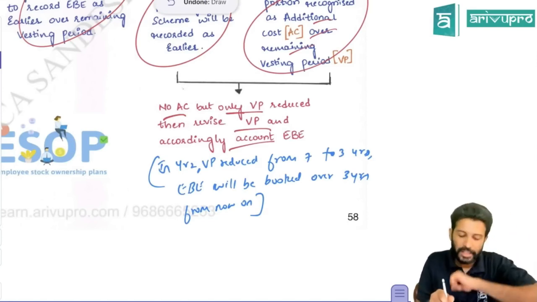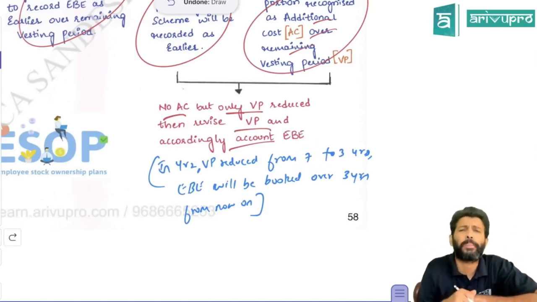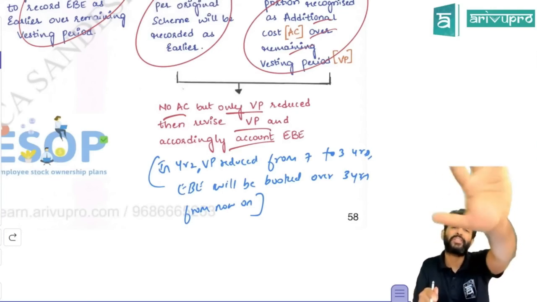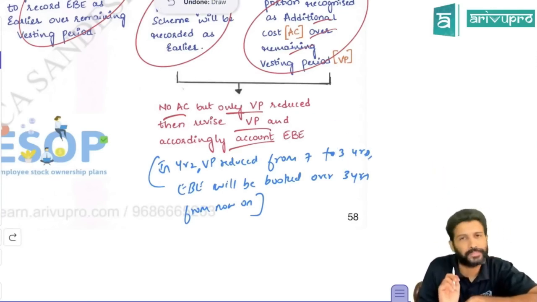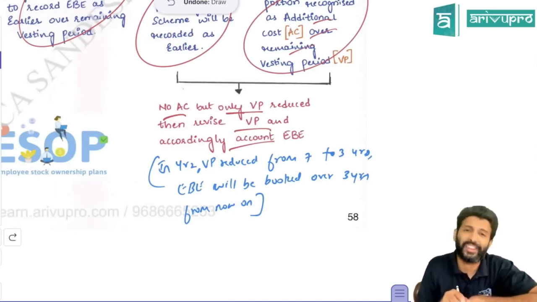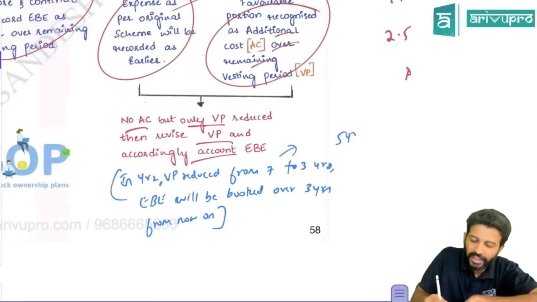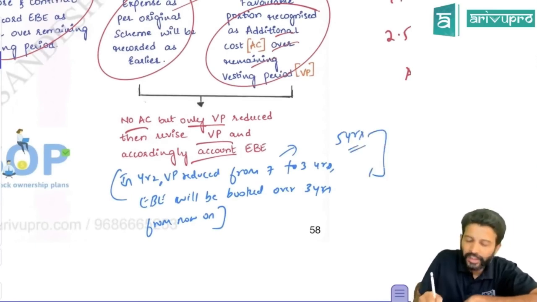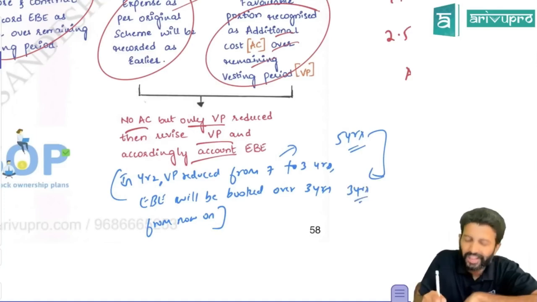Let's say the original vesting period was 7 years. 2 years is already passed. That means the remaining vesting period is how many years? 5 years. So in the second year, what the company did is they reduced the vesting period to 3 years. That means now the employee, in 7 years, 2 years is over, so he has to wait for 5 years. They did a modification and told the employee need not wait for 5 years. He needs to wait only for the next 3 years.